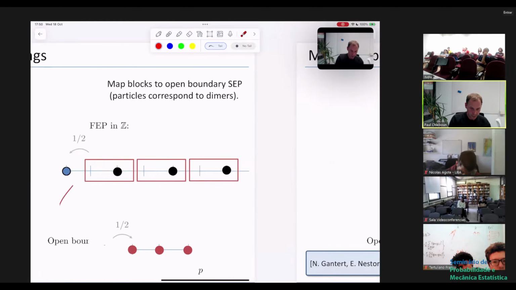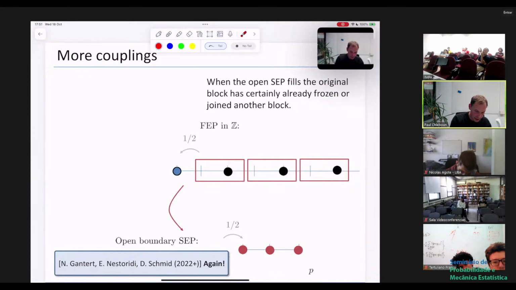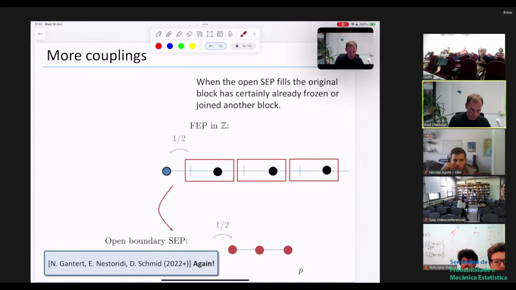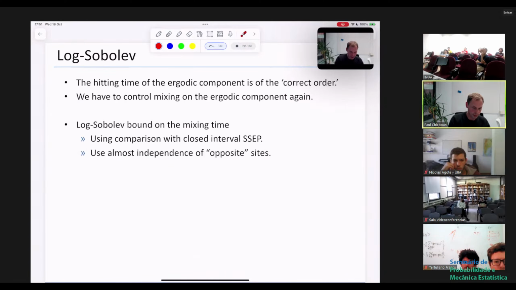Okay. So that's okay, and then bounds on that again use the result of Gantet, Nestoridy, and Schmidt for the mixing time of open boundary simple exclusion process. Then we get a bound on this, and it turns out that even when we restrict to these nice initial configurations, the bound we have on this time is of exactly the same order as the bound we have on the mixing time on the ergodic component. So then moving to the second question, how long does it take to mix once we've reached the ergodic component?